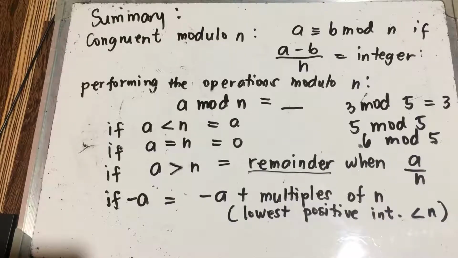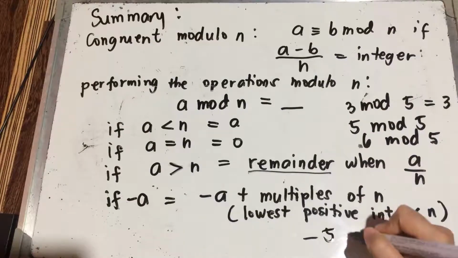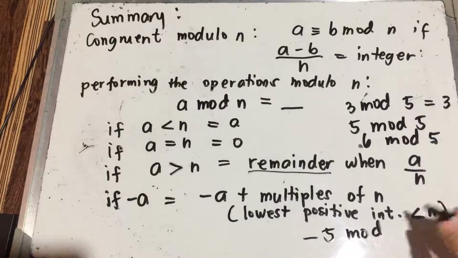And then kapag naman nag-negative yung value ng A, so yung negative number na yon, mag-a-add ka lang palagi ng multiples of n hanggang ang makuha mo is the lowest positive integer less than n. For example, we have negative 5 modulo 6.